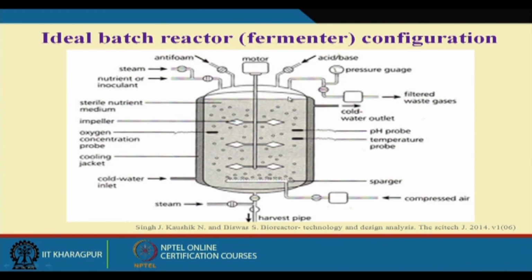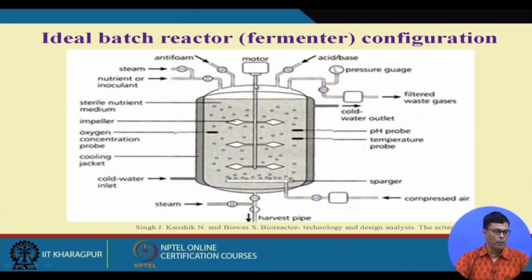Now when you do this aeration, during the fermentation process some protein formation is there. When protein and air come in contact with each other, they form bubbles, that is called foam formation. And if there is foam formation, then what will happen? It will accumulate at the top of the fermenter. Now if you allow it to accumulate, slowly it will go up and touch here.